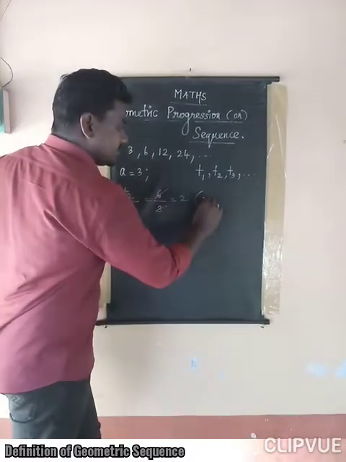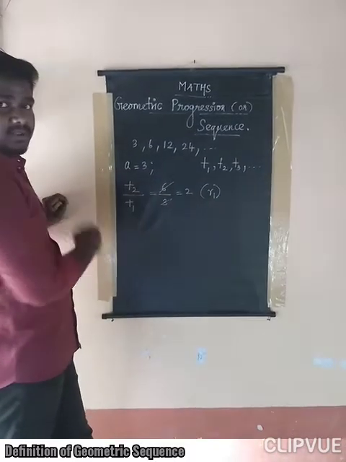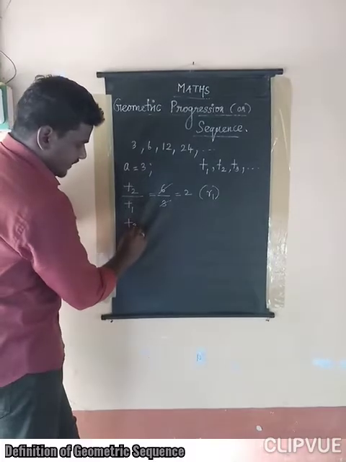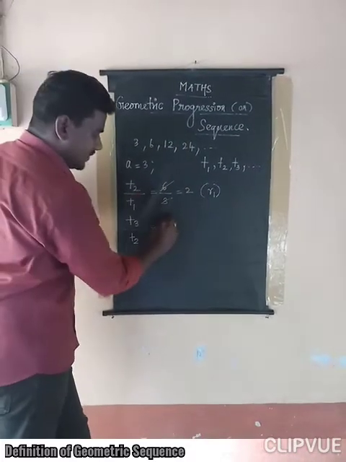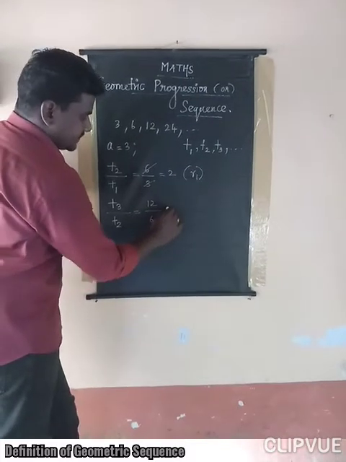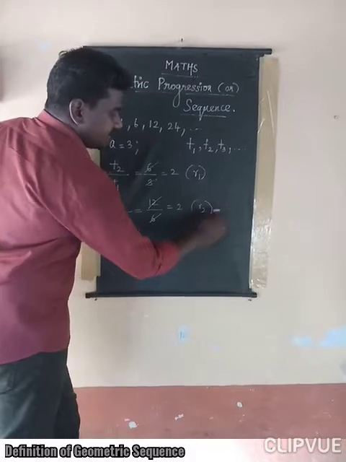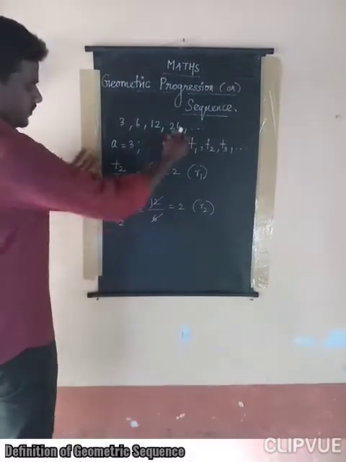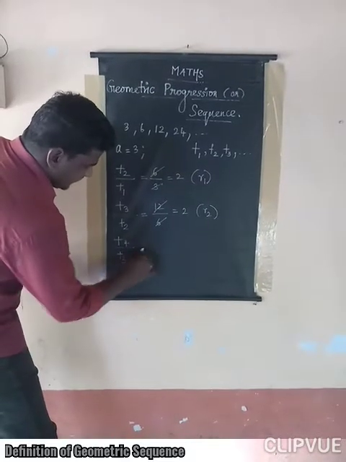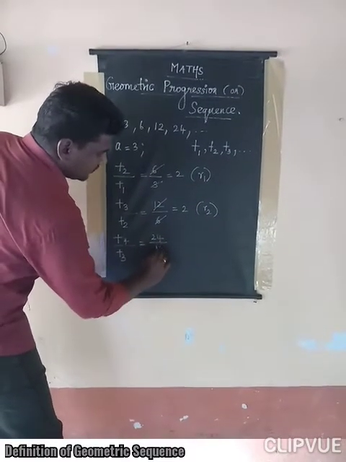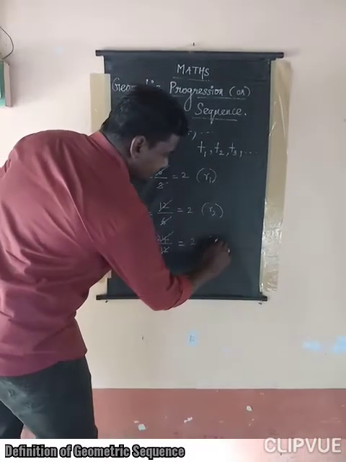You can take this as ratio 1, R1. R1 means term 2 divided by term 1. If you take the next one, term 3 divided by term 2, what is term 3? That is 12 divided by 6. 1 time, 2 times. So 2. You may take this as ratio 2. If you take the next one, term 4 divided by term 3, that is 24 divided by 12. It also gives the same value 2.